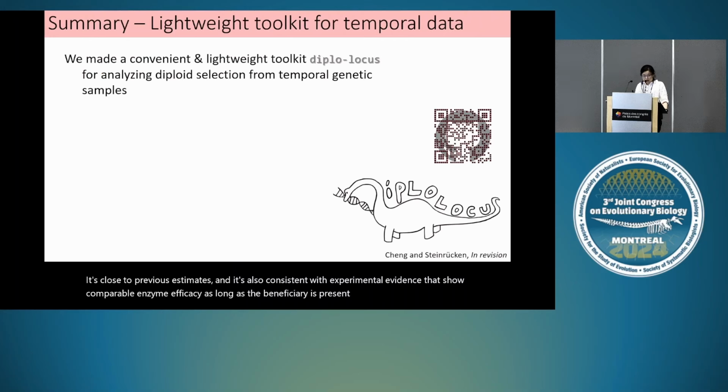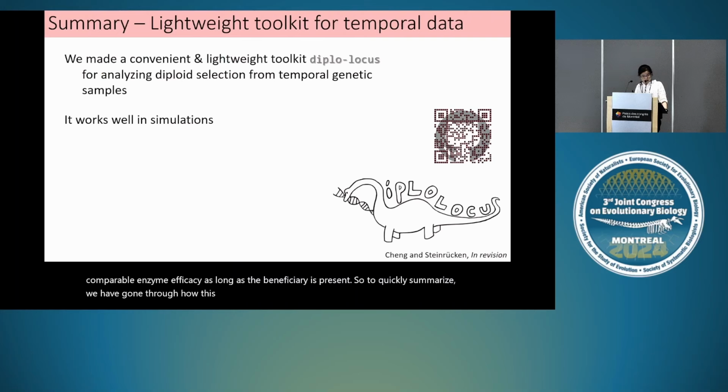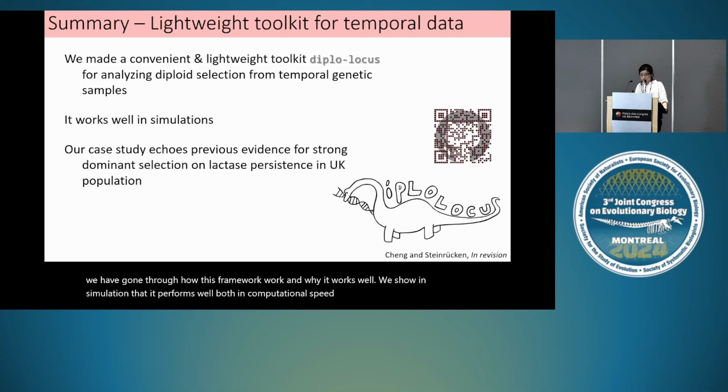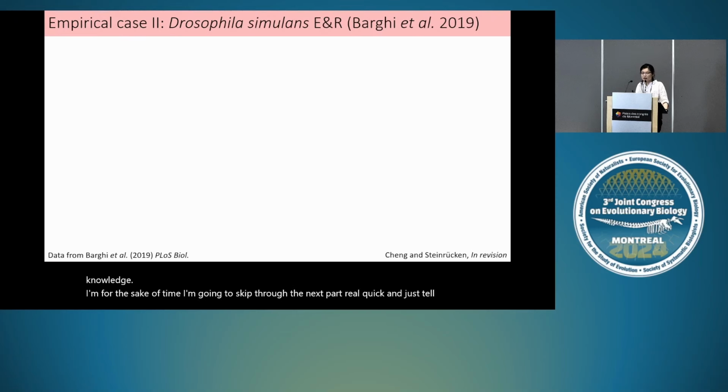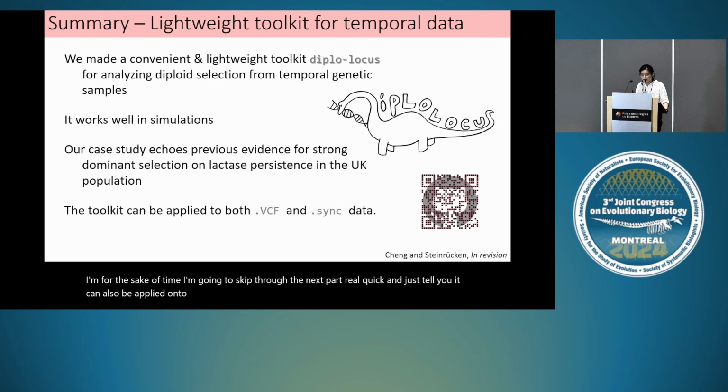So to quickly summarize, we have gone through how this framework works and why it works well. We show in simulation that it performs well both in computational speed and statistical performance. And we apply it onto human nation DNA data, yielding results consistent with previous knowledge. For the sake of time, I'm gonna skip through the next part real quick and just tell you it can also be applied onto pulse-seq allele frequency data.